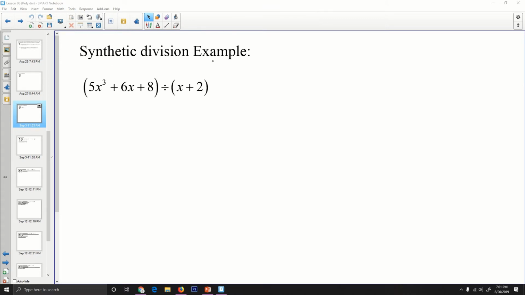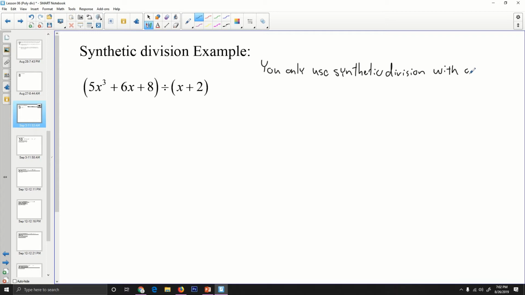Okay, so here we have our synthetic division example, and a couple things that we want to talk about first. First, get the right tool here. You can only use synthetic division with a linear divisor. So because this is x to the first plus a constant, this divisor is linear, and so we can use synthetic division.